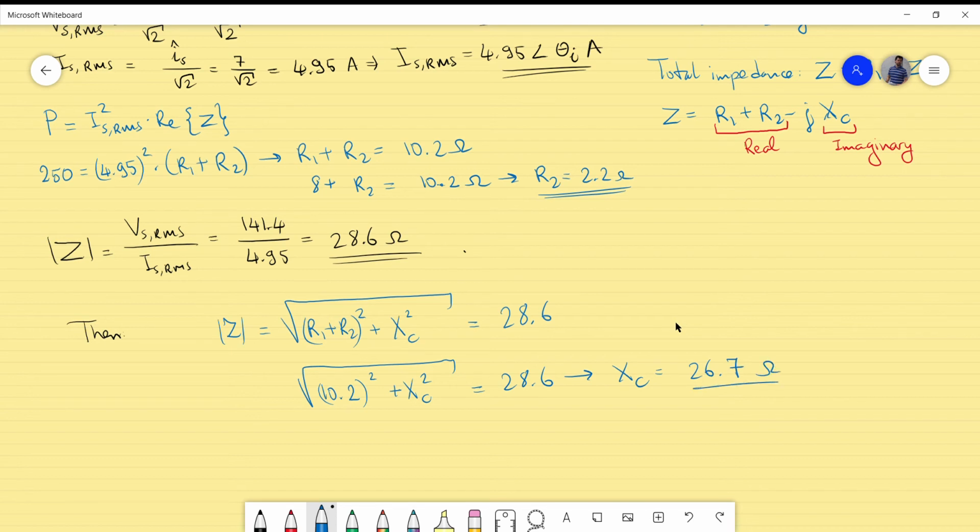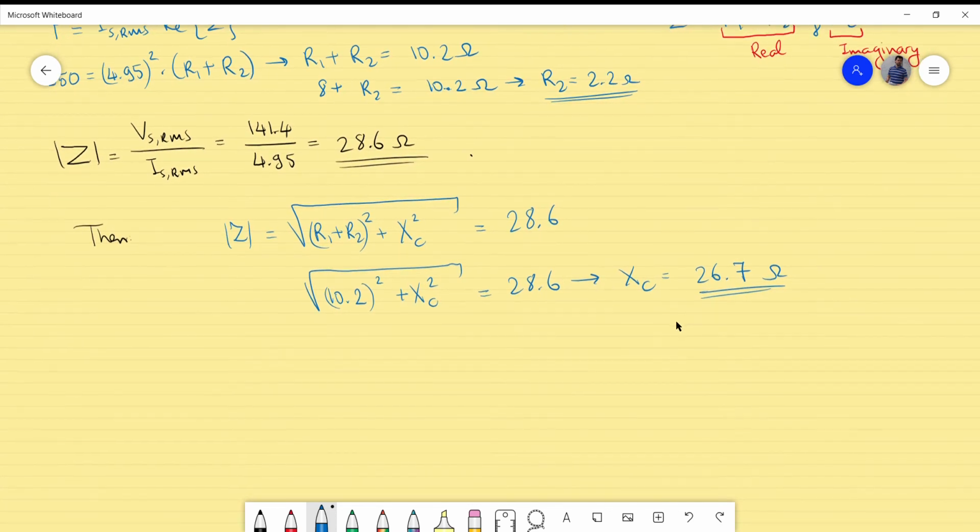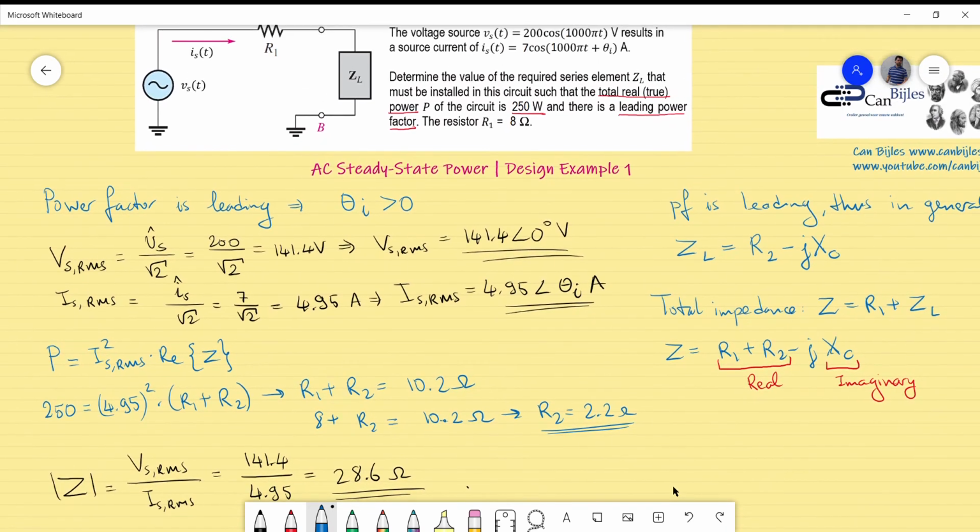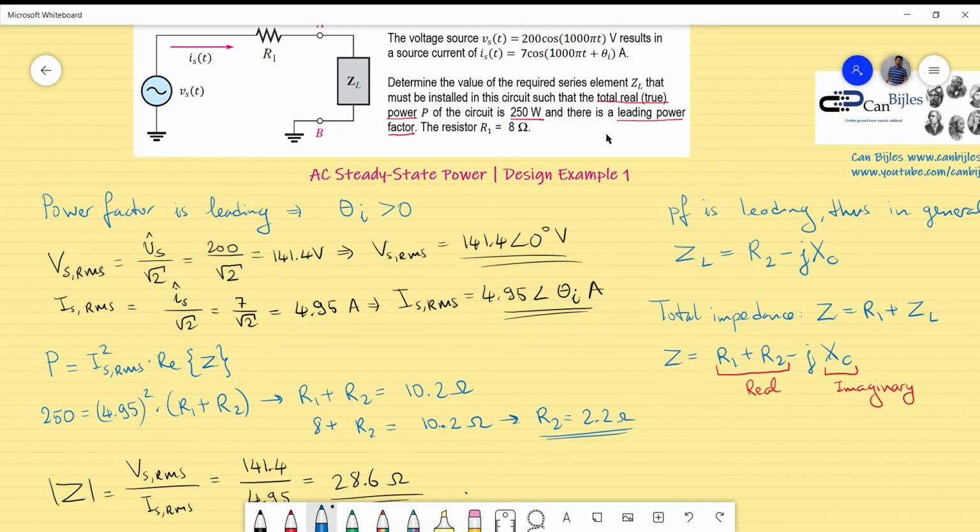So what I get is 26.7 ohms. So the reactance of the capacitor must be 26.7 ohms. Now I am really close, because now I have to calculate the capacitor value C using the formula you already know: capacitor reactance XC is equal to 1 over omega times C. I know now the value of XC is 26.7. I also know the omega, because this is given in the question, which is 1000 pi.